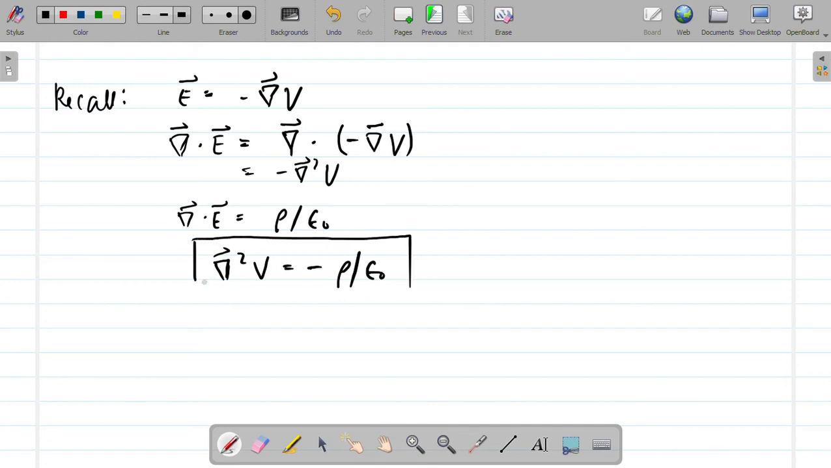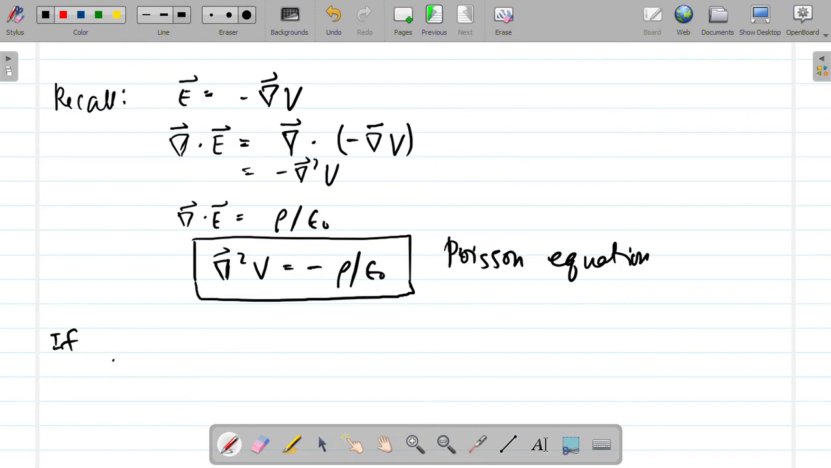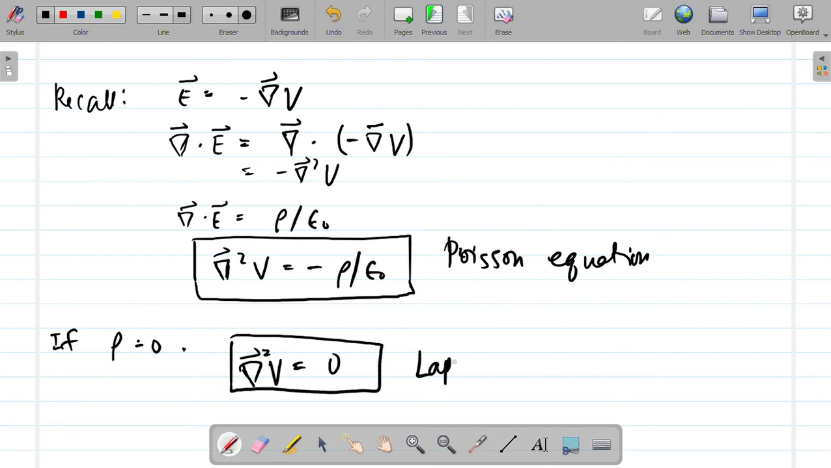This is your Poisson equation. So now class, special case, if the charge density equals 0, we have the Laplacian of the potential, del squared V, equals 0. This is your Laplace equation. Mukha siyang madali, di ba? Kasi del squared V equals 0. Pero class, later on, we'll see that medyo mahirap mag-solve ng Laplace equation.